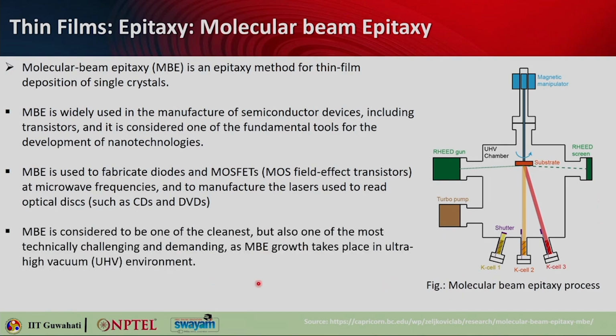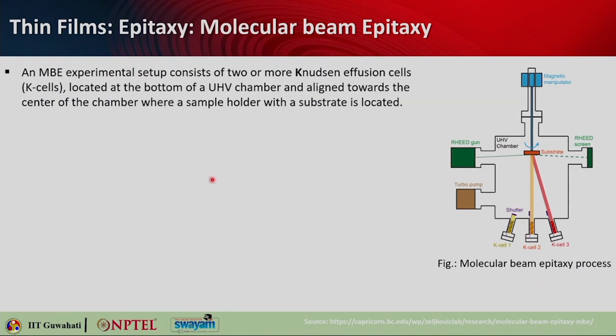So, remember that MBE is considered to be one of the cleanest, but also one of the most technically challenging and demanding processes, because this MBE growth takes place in ultra high vacuum environment. So, this is the chamber which is an ultra high vacuum UHV chamber. So, an experimental setup, as you can see here, consists of two or more Knudsen effusion cells, or you can say them as K cells, which are located at the bottom of this ultra high vacuum chamber, and they are aligned towards the center of the chamber like this, where the sample holder with a substrate is. So, this is the sample holder where the substrate is actually located.